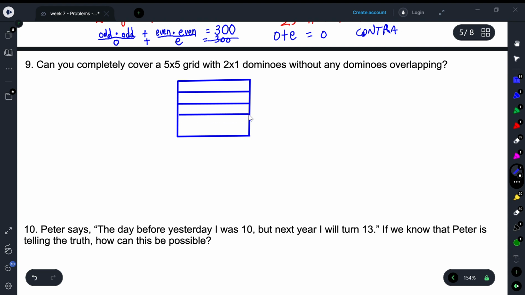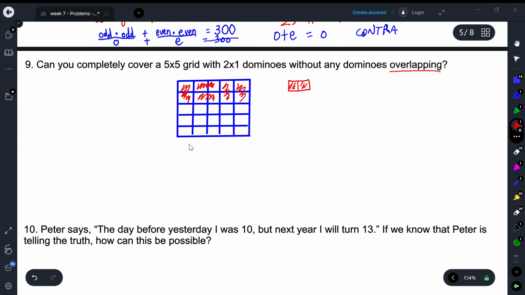So let me draw the grid here. I'm trying my best here to draw a 5 by 5 grid. And we know a domino is going to look like this. It's just a 2 by 1, so it'll be 2 squares. So for example, we can put a domino like this, then like this, then like this, and keep doing this. The question is, can we fully cover this grid without any overlap and without any dominoes being outside the grid? So that is, can we perfectly cover it with dominoes?